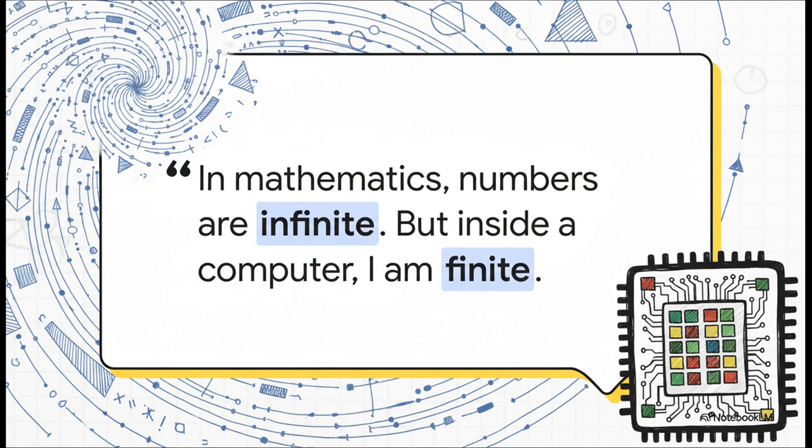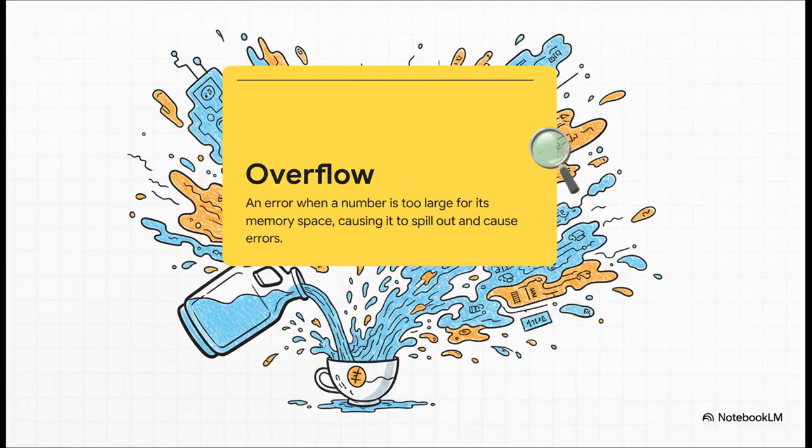Here's the essential problem we always have to solve. In the world of pure math, numbers go on forever. They're infinite. But me, I live inside a computer. I am finite. I have a limited amount of memory to work with, a finite canvas. And every single variable you create has to be carved out of that physical space. So what happens when you try to cram an infinite idea onto a finite canvas?